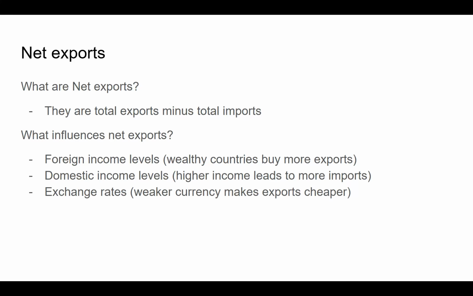Then finally, for the fourth component, we have net exports, which are total exports minus total imports. These can be influenced by foreign income levels, with wealthy countries buying more exports, and domestic income levels, as domestic citizens may buy more imports from other countries. And finally, we have exchange rates, which means that if we have a weaker currency and we try to export to others, it will cause total exports to be lower as we have a weaker currency.